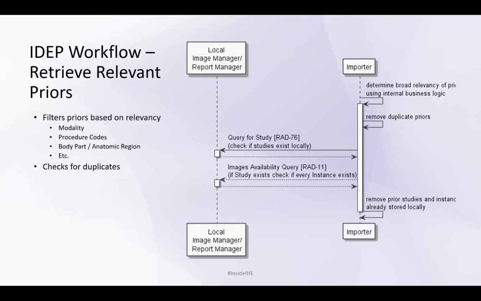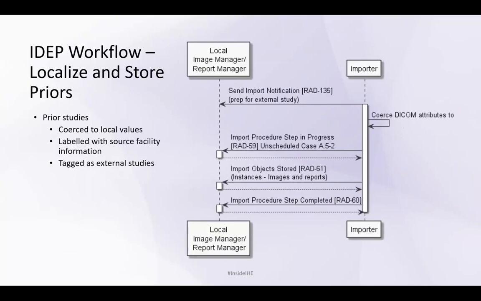The prior relevancy is determined based on combinations of modality, procedure codes, anatomic regions, etc. And the IDEP process not only filters for duplicates, but also involves checking the local system to see if the studies are already there or if they're complete, so that you aren't constantly re-importing the same data if it's still stored locally. The localization, as discussed, of course, is to local patient identifiers and procedure codes, etc.